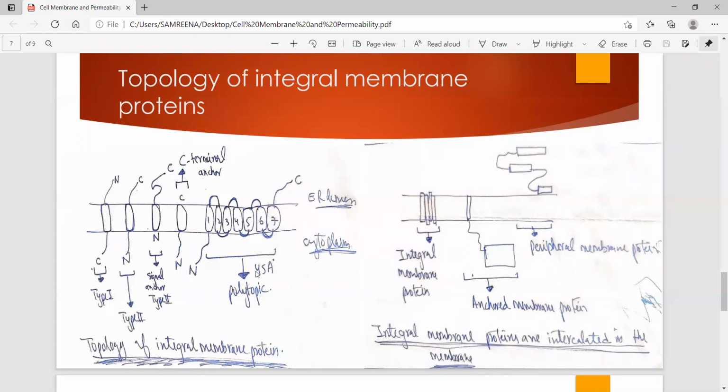Now we are having a single type of alpha helix. Sometimes there are certain signal proteins. This example we will not discuss because it is very complicated, like G proteins. You would not have studied that. We are having certain types of proteins which work in signal transduction.